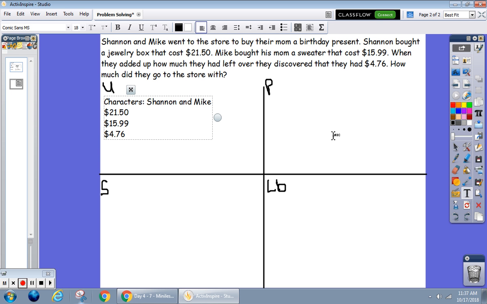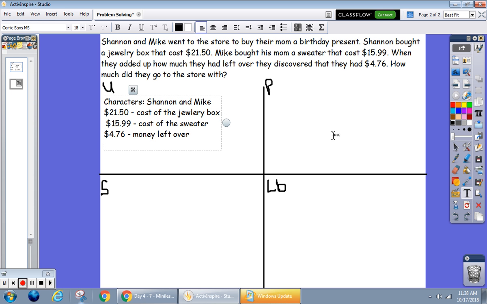All right, what are my labels for those important numbers? What do these important numbers even represent? $21.50 is the cost of the jewelry box. $15.99 is the cost of the sweater. $4.76 is money left over.